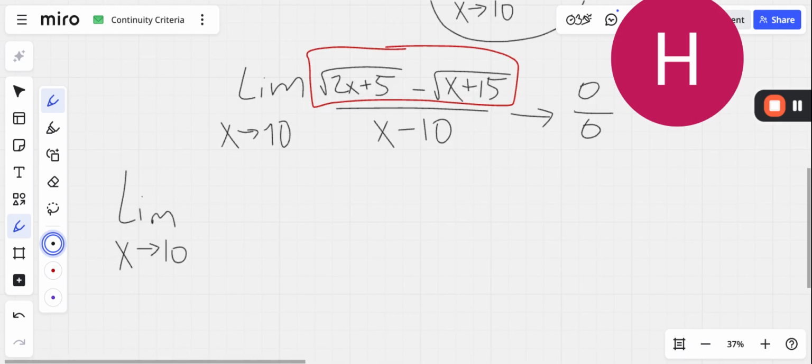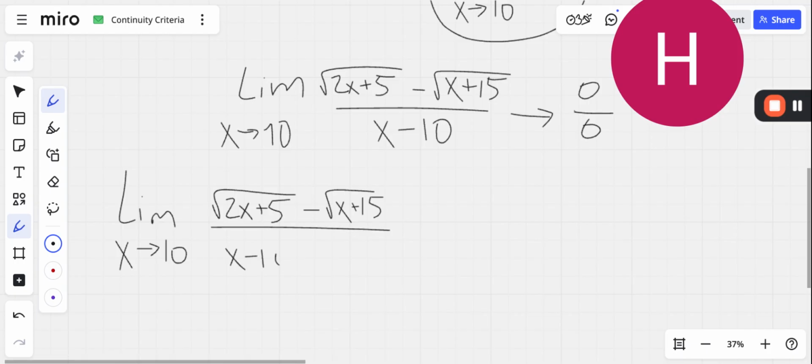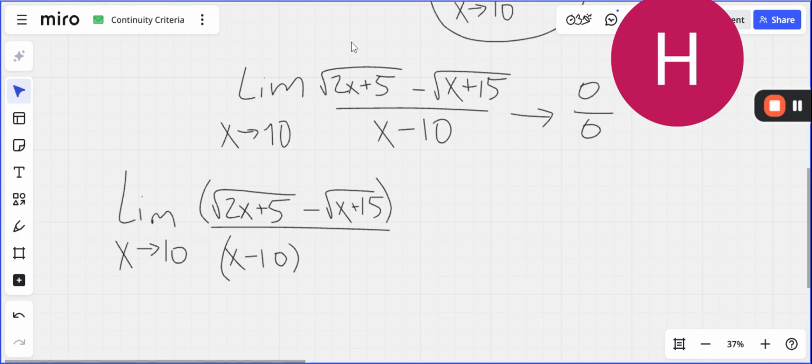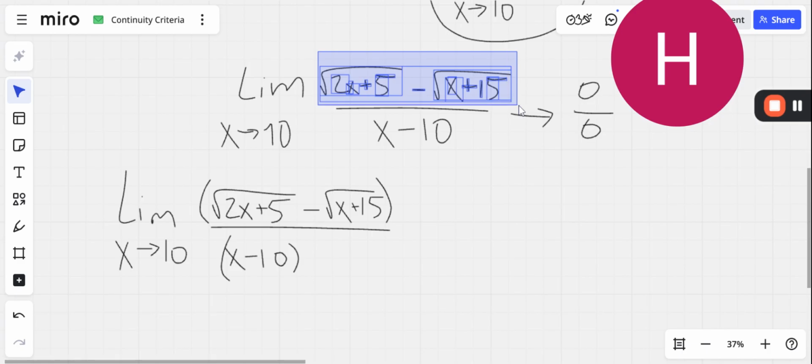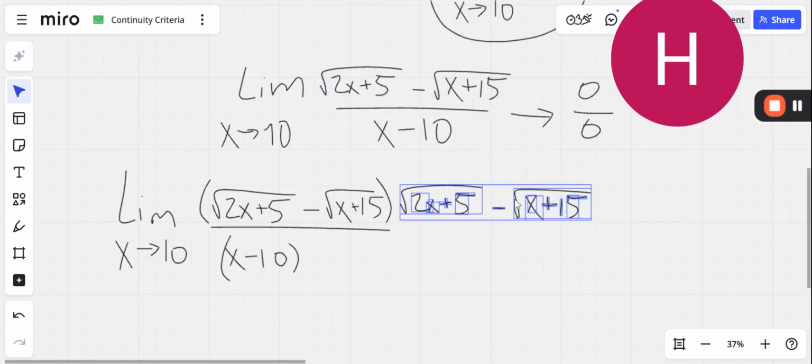So we want the limit as x goes to 10 of square root of 2x plus 5 minus square root of x plus 15. And what we're going to multiply on the top and bottom of this fraction is the conjugate. What exactly is the conjugate? The conjugate is like the evil twin. It's essentially the same expression, but the difference, maybe I should duplicate this again since I'm multiplying this on the bottom as well.